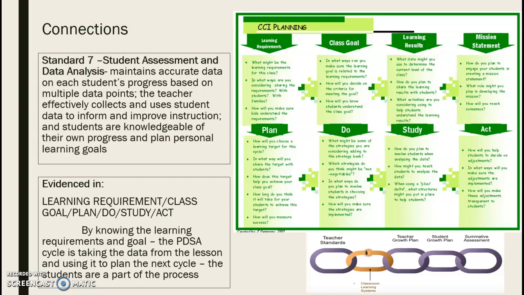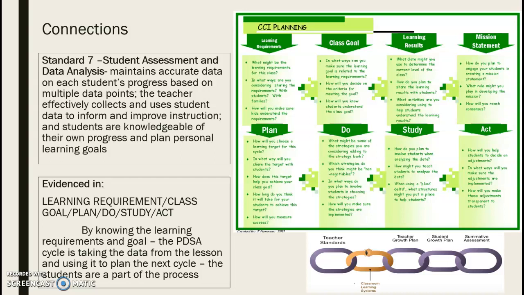Standard 7 is student assessment and data analysis. So this is really looking at our students progressing, looking at multiple data sources towards those critical learning requirements. We're using that student data then to inform our instruction and making sure that students are setting personal goals as well as monitoring their progress towards those personal goals. This is evidenced in the learning requirement, the class goal, and the whole cycle of Plan, Do, Study, Act.